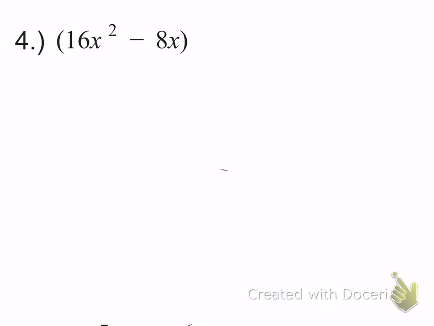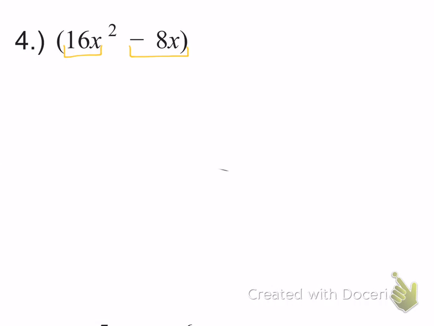All right, number 4. We only have 2 terms in this problem. We've got 16x squared and negative 8x. So again, you guys can write out the factors if you want to see which one's the GCF, or you can just think about it.